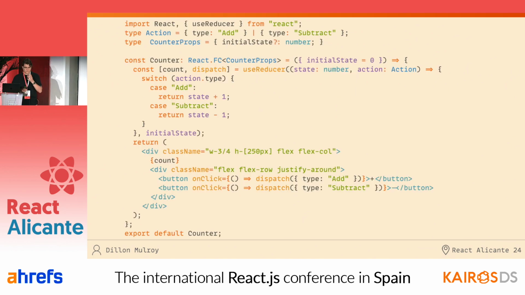So let's look at an example of how we might use React in OCaml. So here we just have a typical counter component, right? We have some action that we're going to dispatch, right? Counter props, some initial state we're going to set to 0. We have our user reducer. Nothing super exciting here, your typical counter.